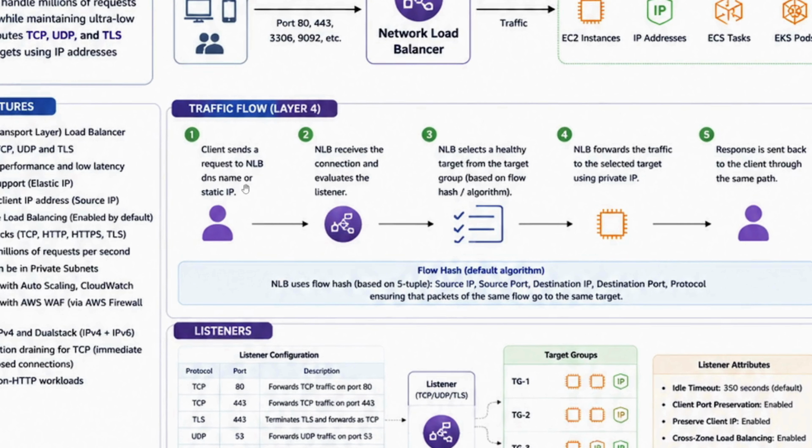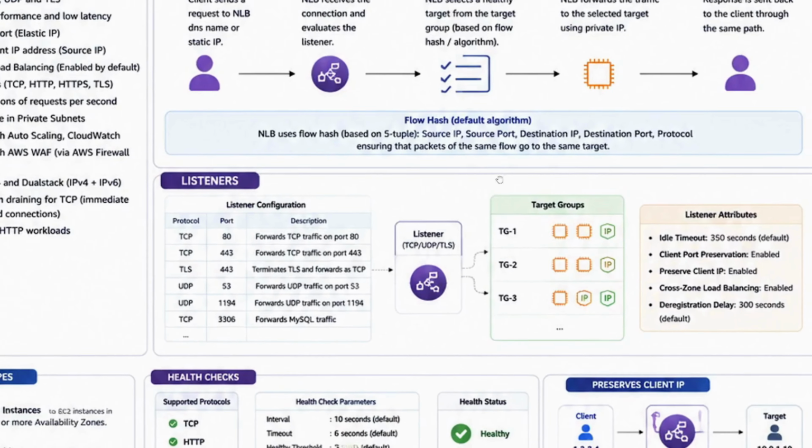Now coming to the flow, basically the client sends a request to the NLB, the NLB receives the connection, it evaluates the listener, and if the target is healthy, it will pass it on to the selected target, basically any instance, etc., using the private IP, and then the response is sent back.